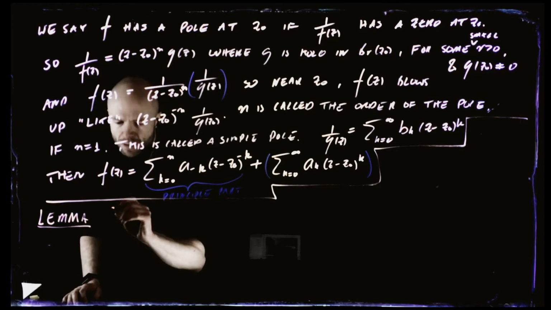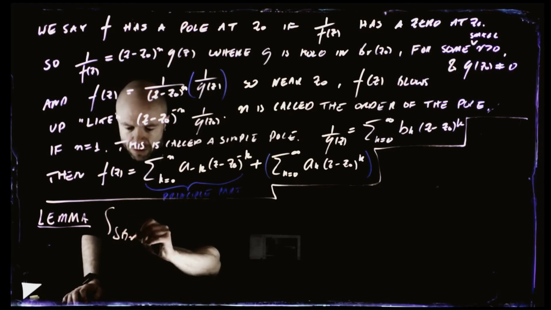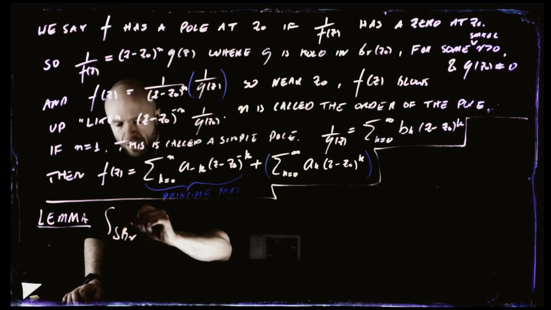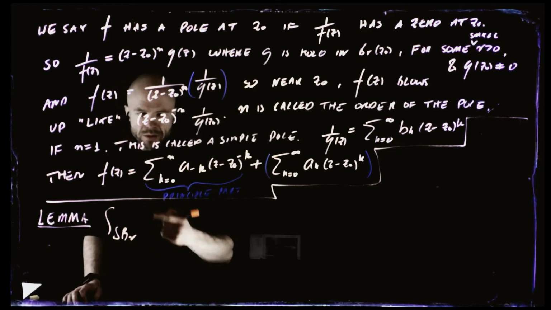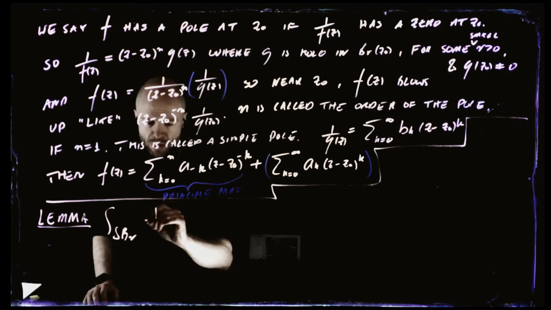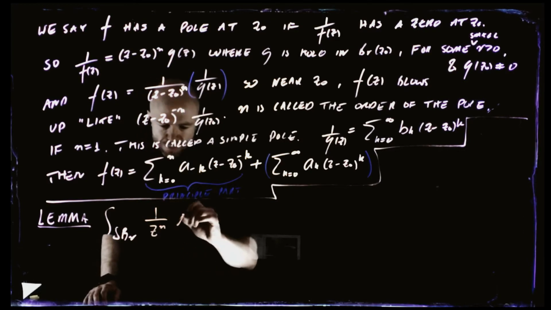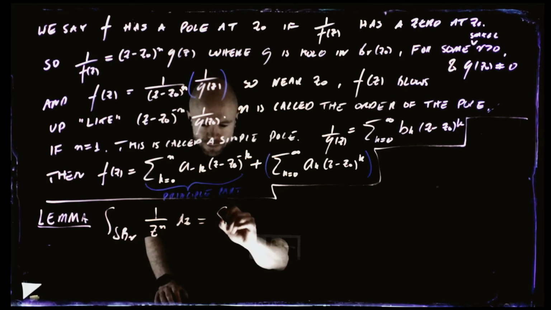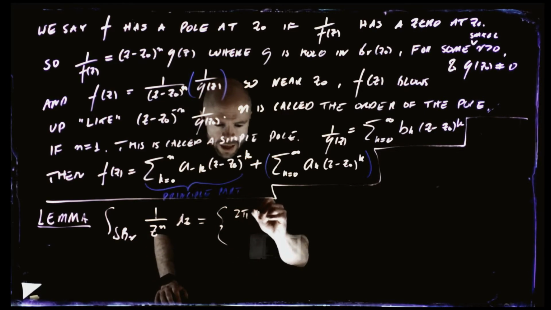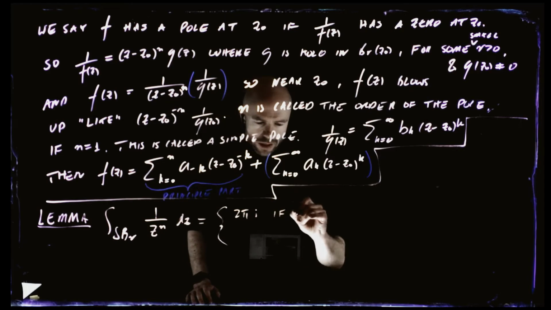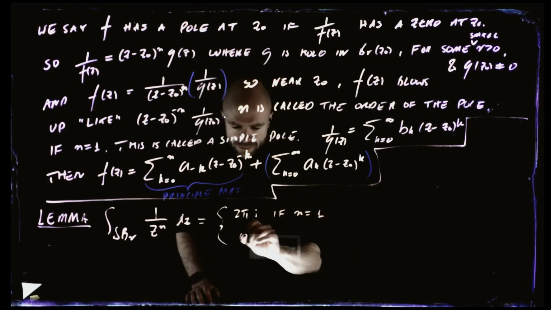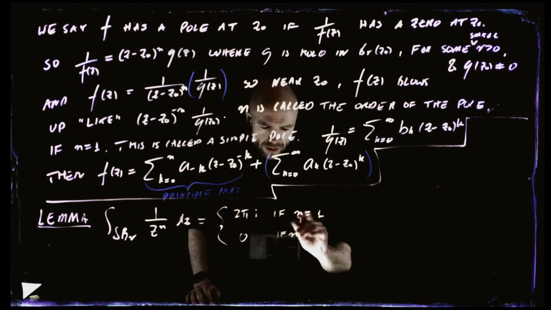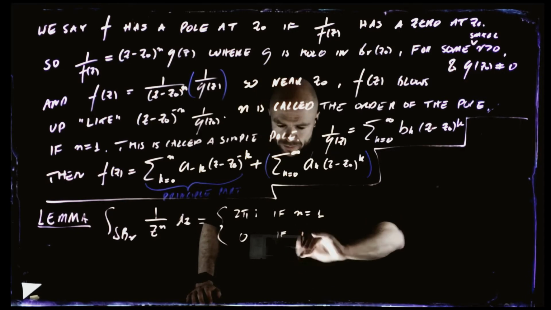If we take the integral around the boundary of the ball, when I don't put anything here, it means the ball is around 0. Cool. So the integral over the boundary of the ball of radius r of 1 over z to the n dz is equal to 2 pi i if n is equal to 1, and 0 if n is not equal to 1.